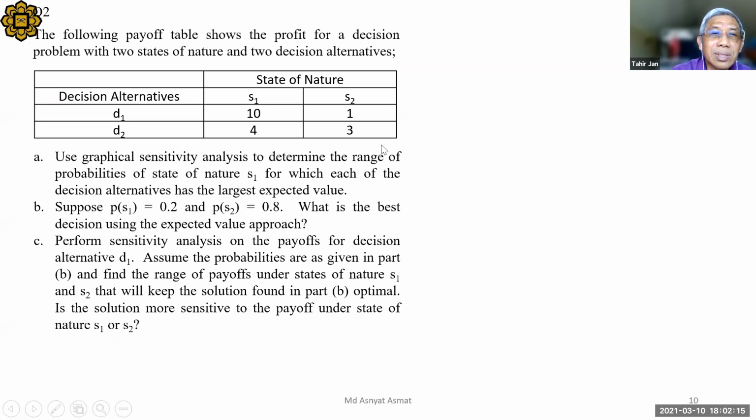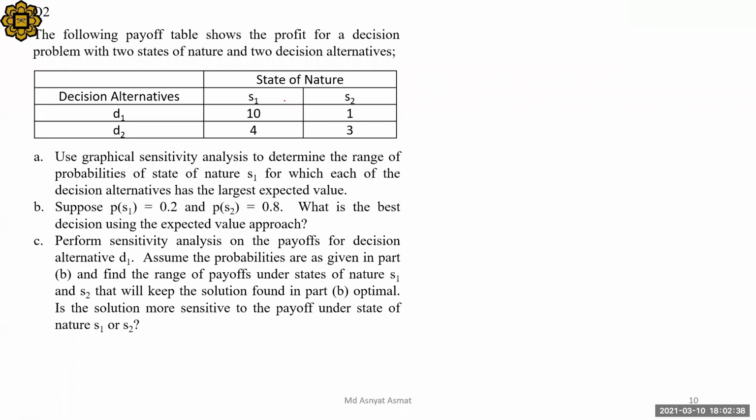You are not given any probabilities. So what do you do? Don't look at part B yet. Now look at question A. What should we do? Should we cry? Do not know what to do? You are not going to cry.